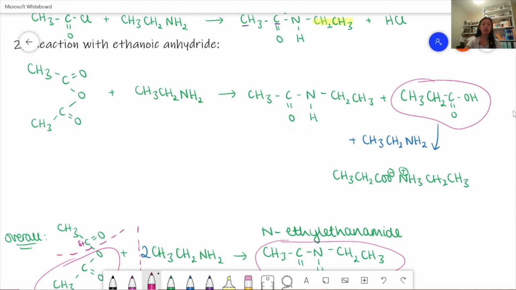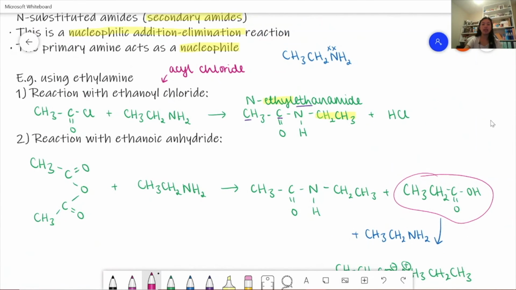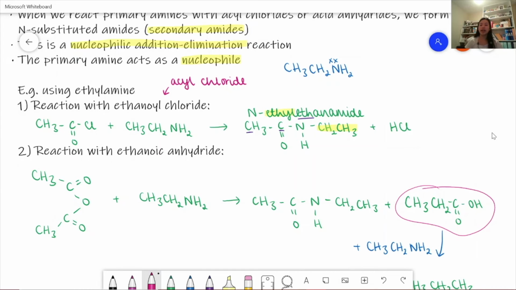And this is the same for the acyl chlorides as well. So what we've done is we've got rid of the chlorine and flipped over this amine, and then got rid of one of the hydrogens and bonded it to the partially positive carbon. And then the chlorine and the hydrogen from the amine have then reacted together to form the HCl.